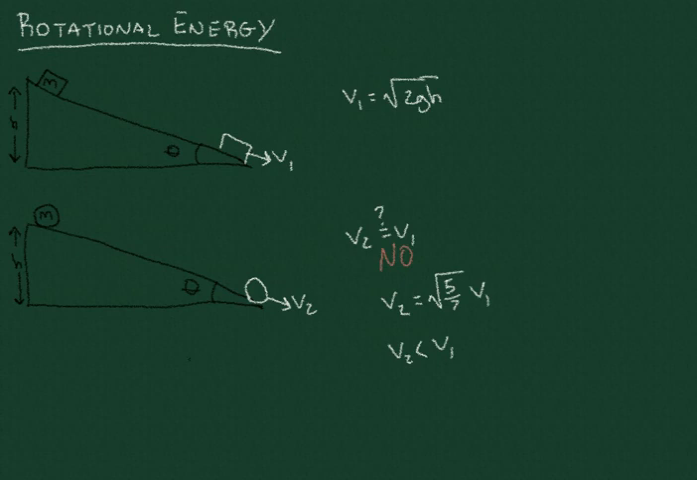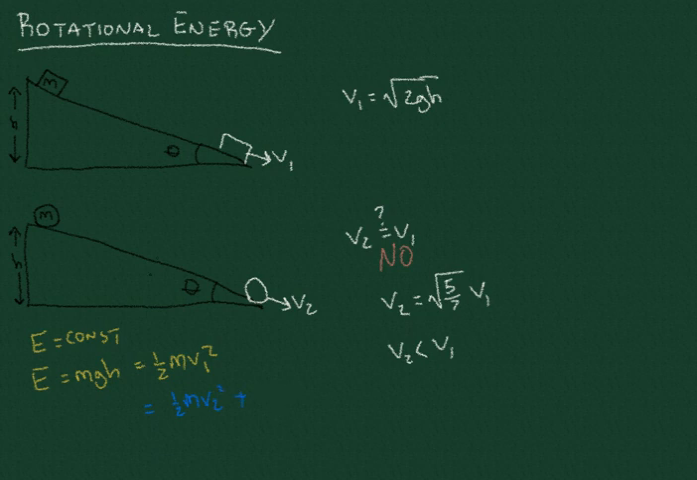But let's think about what that implies. Remember, we're saying that energy is constant. So they both started with the initial energy mgh, right? In the case of v1, that's equal to 1/2 m v1 squared, so v1 is the square root of 2gh. In the case of the spherical mass, though, this is equal to 1/2 m v2 squared plus something else, right?